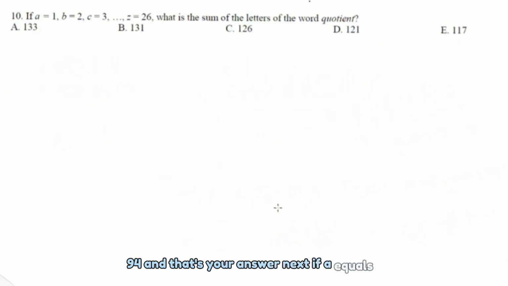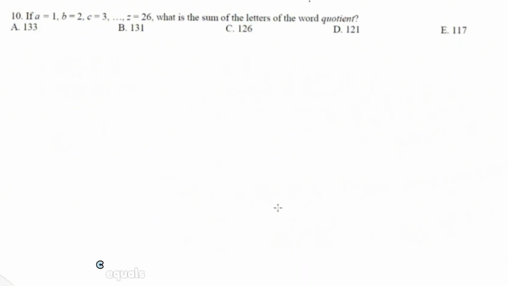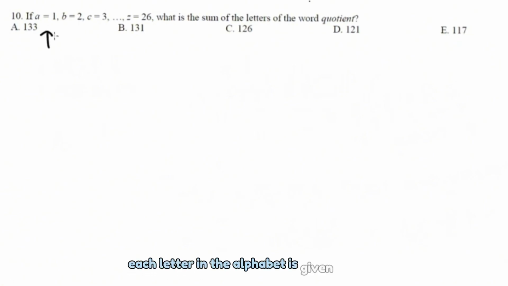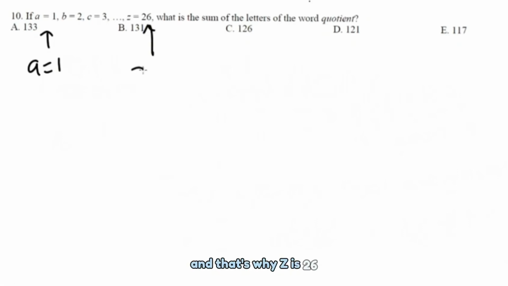Next, if A equals 1, B equals 2, C equals 3, and the pattern continues until Z equals 26, what is the sum of the letters of the word quotient? So as we saw before, for this type of problem, each letter in the alphabet is given a value according to its position. So that's why A is 1, because it's the first letter, and that's why Z is 26, because it's the last letter, or the 26th letter.